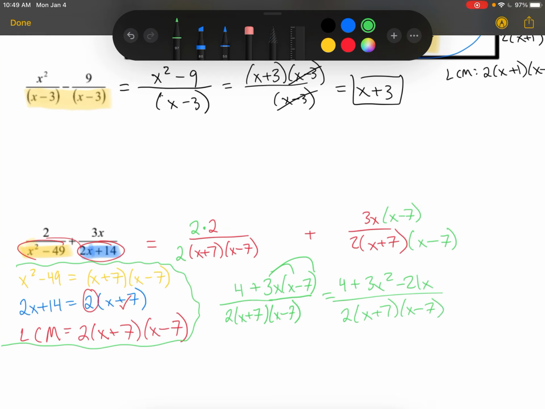All right, so now that we got this, we can move this over to 3x squared, put these in order, minus 21x plus 4, all over 2x plus 7, and then x minus 7 on the bottom there.